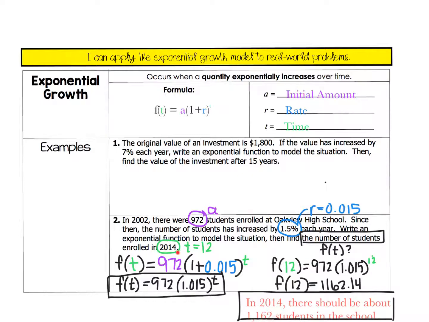And then I went ahead and said in 2014, so if we started in 2002 and we're talking about 2014, that's 12 years that have passed. So my general function, I just put in the 972 and the 0.015, and I was able to come up with that because 100% plus 1.5% gives me 1.015. And then I was able to take that function, put in 12, and find the output is 1162.14, and we're talking about people, so I can't have 0.14 of a student, but I can have about 1,162 students, and the word about shows that I rounded.